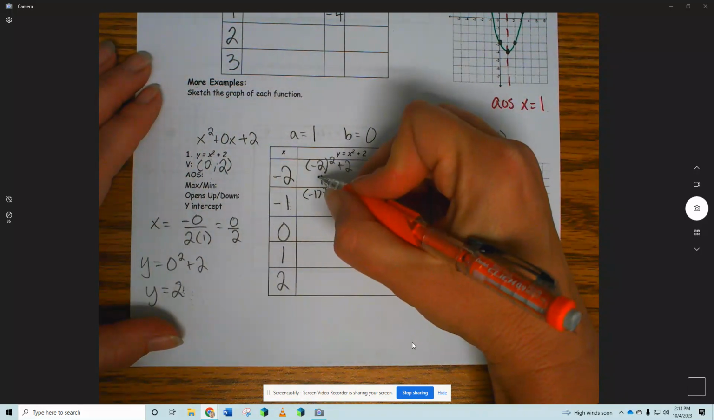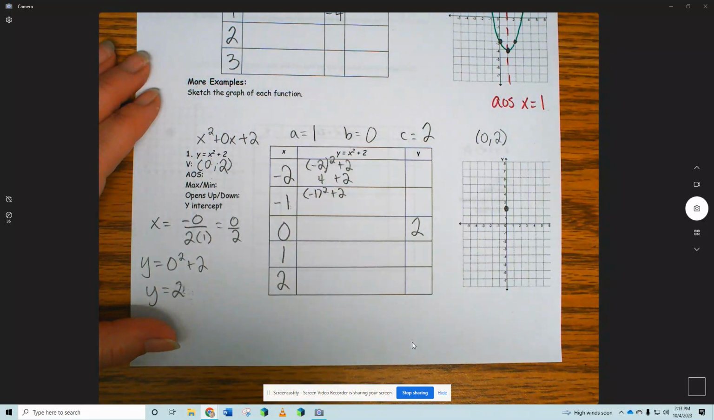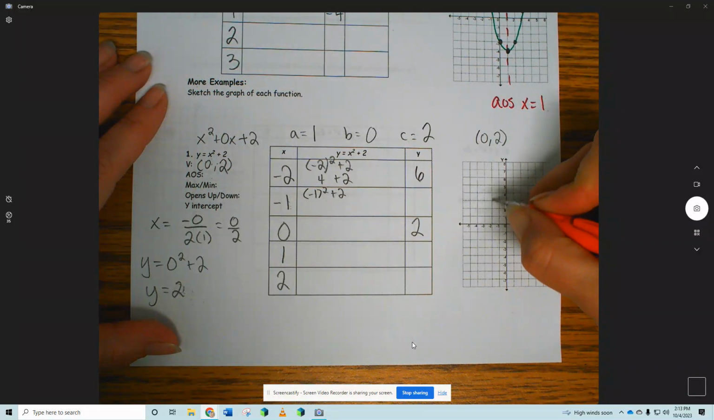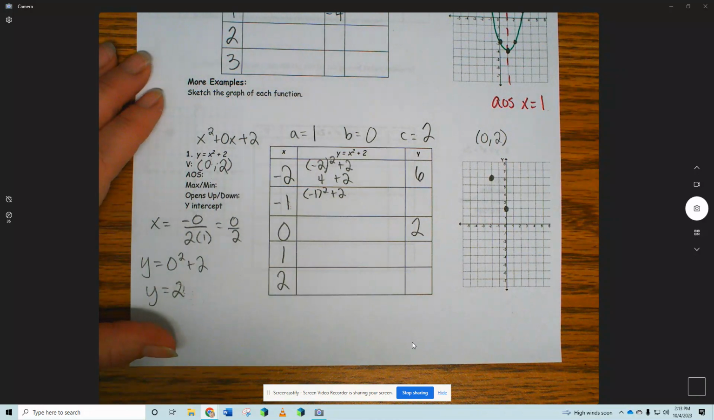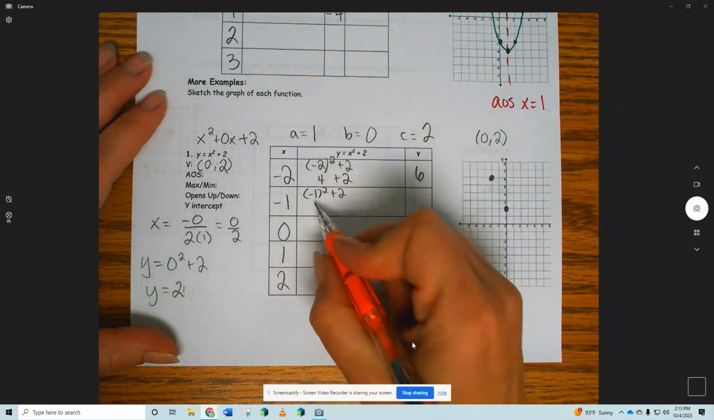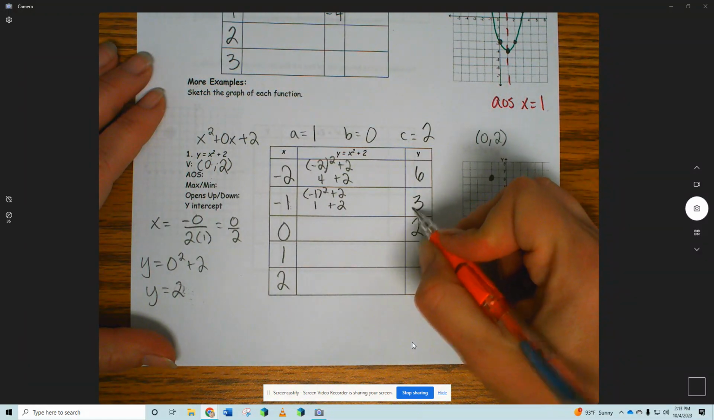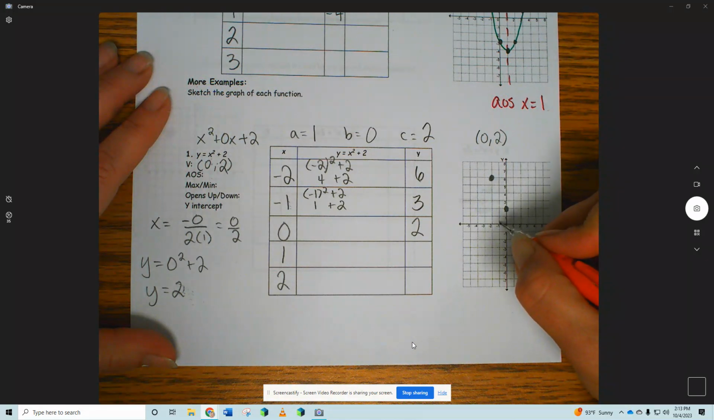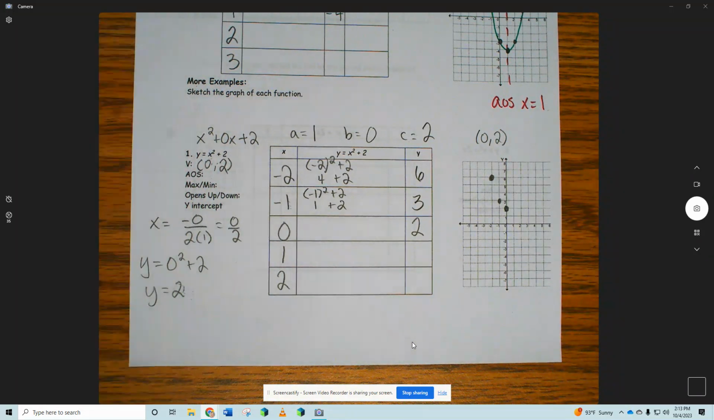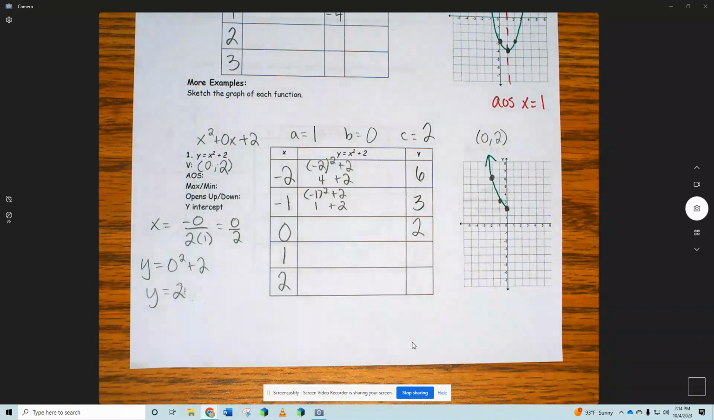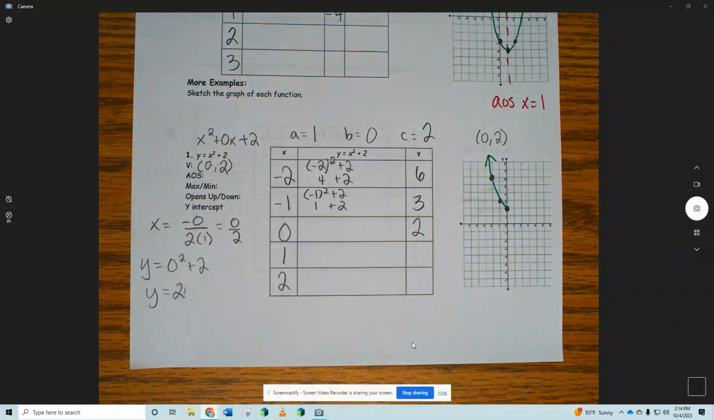-2 squared is 4, plus 2, that's 6. So -2, 6. -1 squared is 1, plus 2 is 3. So -1, 3. Okay, half my parabola is done. I'm depending on you to be able to do the other half just by looking at it. Do it yourself without my help.